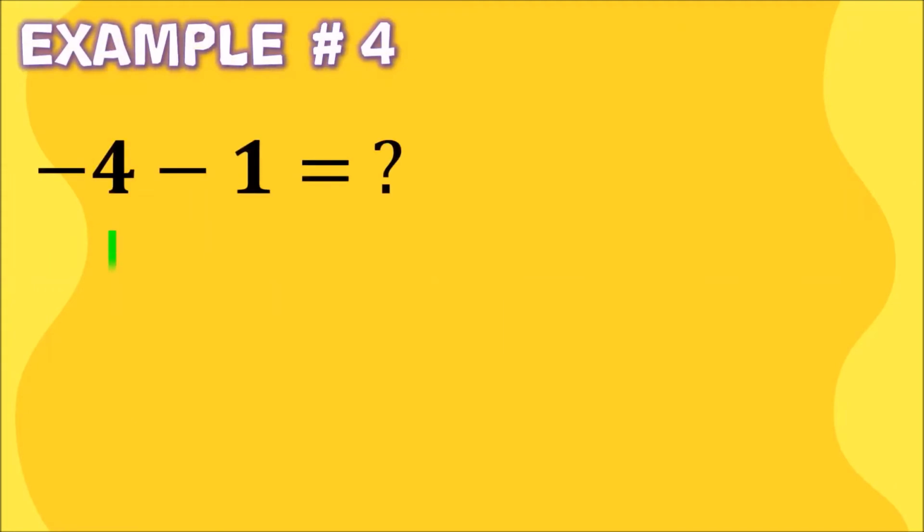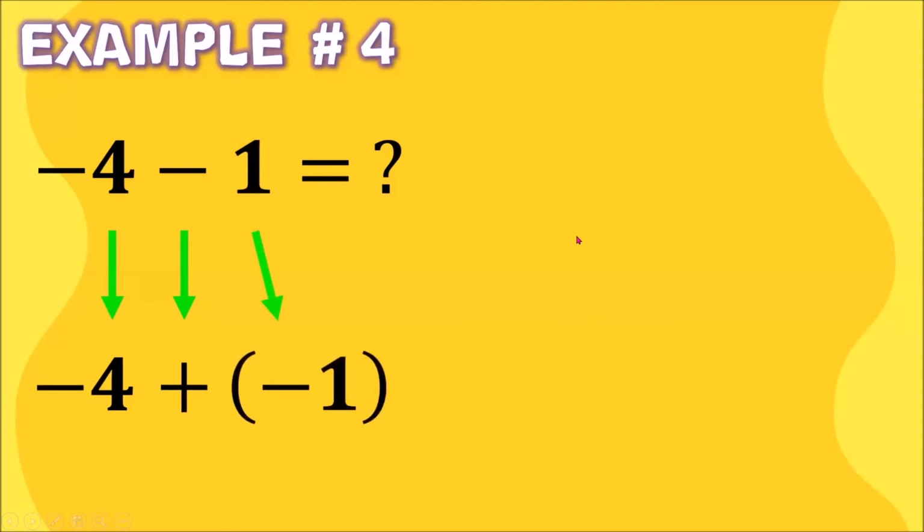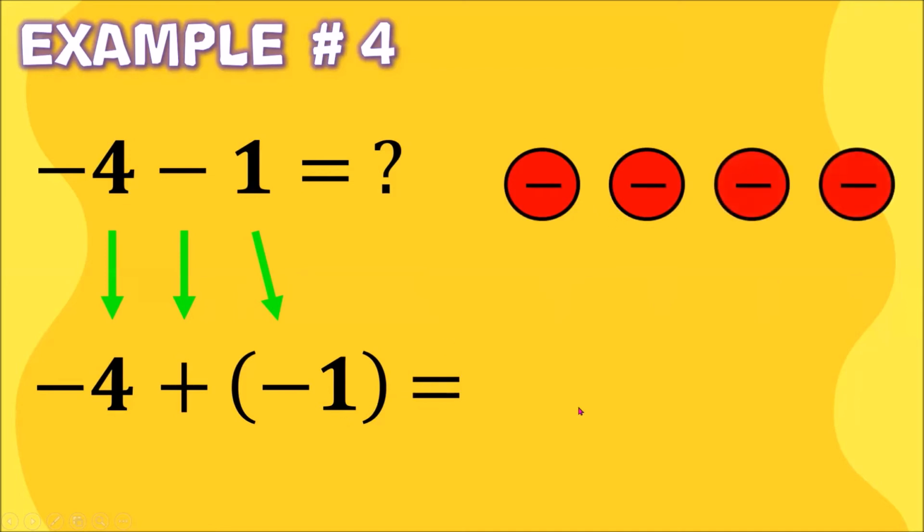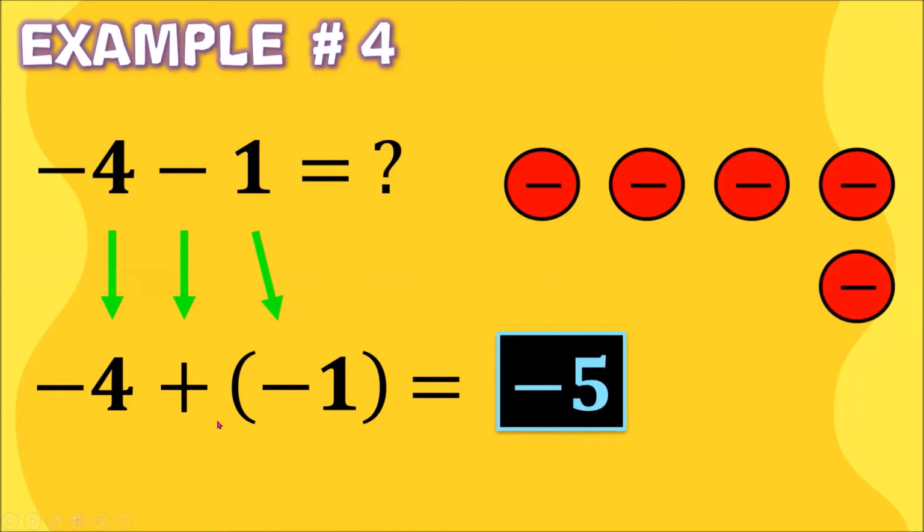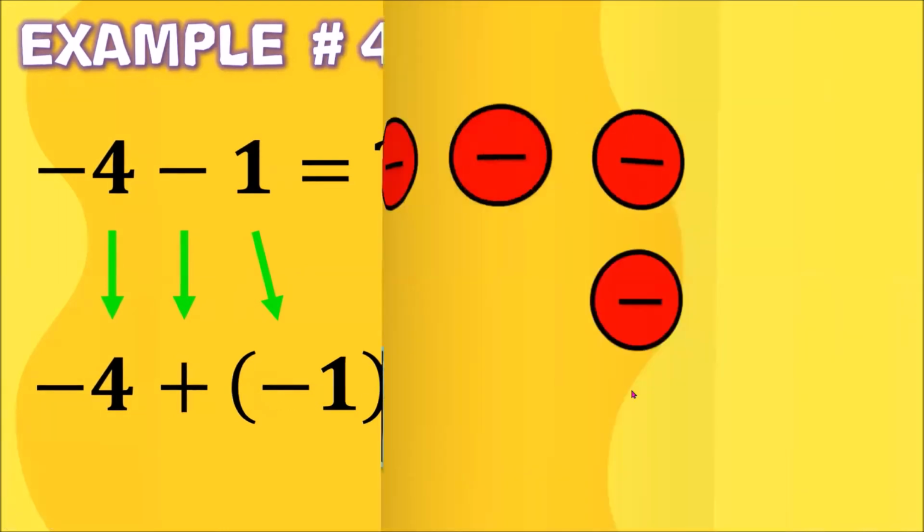Next, example number 4. Just copy negative 4. Minus sign becomes plus sign. And then positive 1 becomes negative 1. So using the colored counters, we have 4 red colored counters and then 1 red colored counter. So no cancellation. So we have negative 5. So negative 4 plus negative 1 equals negative 5.